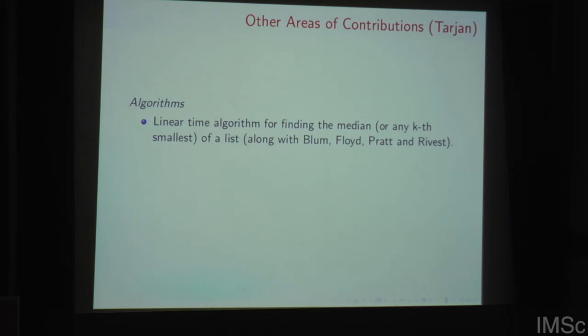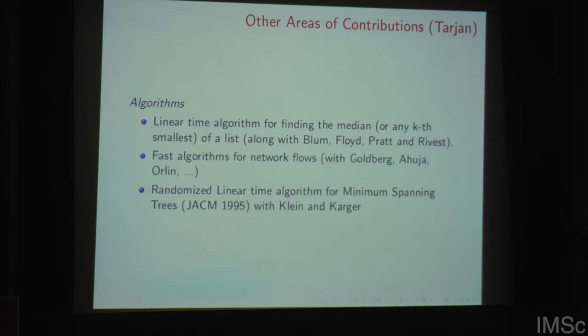And along with Blum, Floyd, Pratt, and Rivest, I think everybody except Pratt is a Turing Award winner. So it required so many big shots to come up with a linear time algorithm, which we teach in our first course on algorithms. But again, this is a classic example of the divide and conquer algorithm technique. And Tarjan had his mark in it.